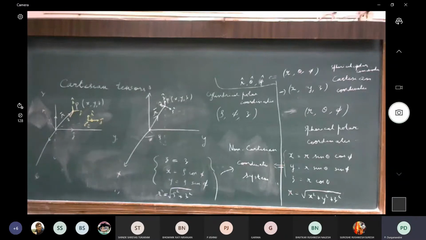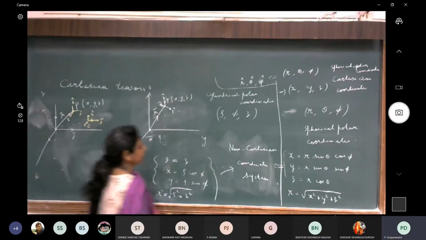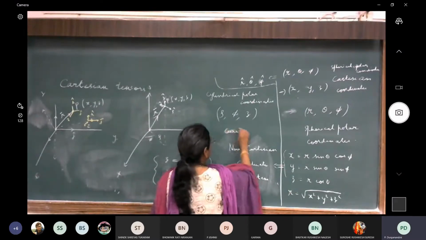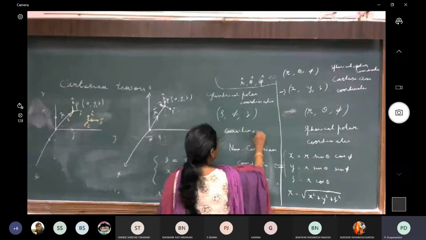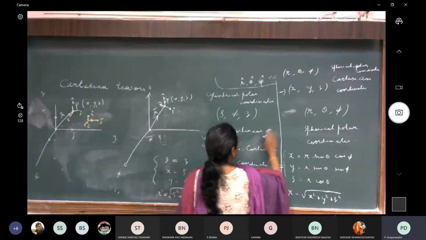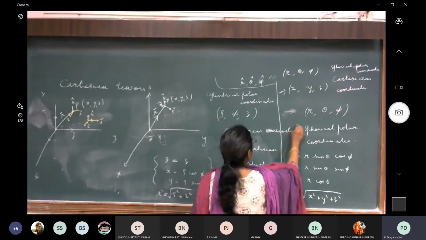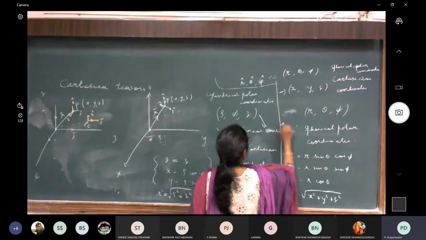And of course, you know what these kinds of coordinates are called. These are known as curvilinear coordinates. Most generally, these are known as curvilinear coordinates. So r, theta, phi. These are examples of curvilinear coordinate systems.